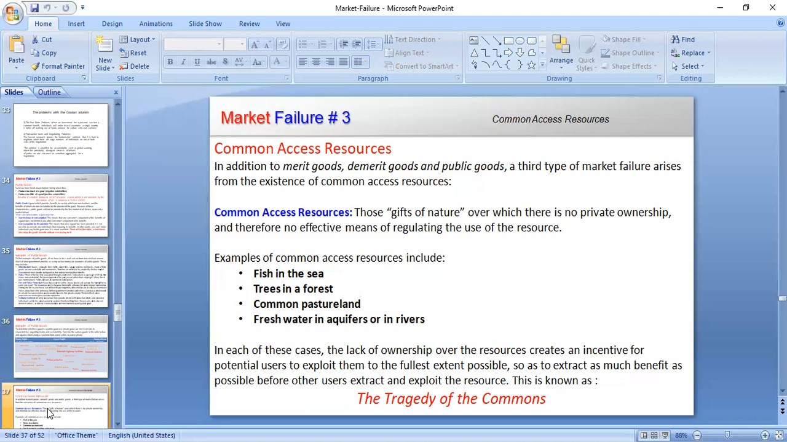And the third cause of market failure is common access resources. The common access resources basically are what we call the gifts of nature.